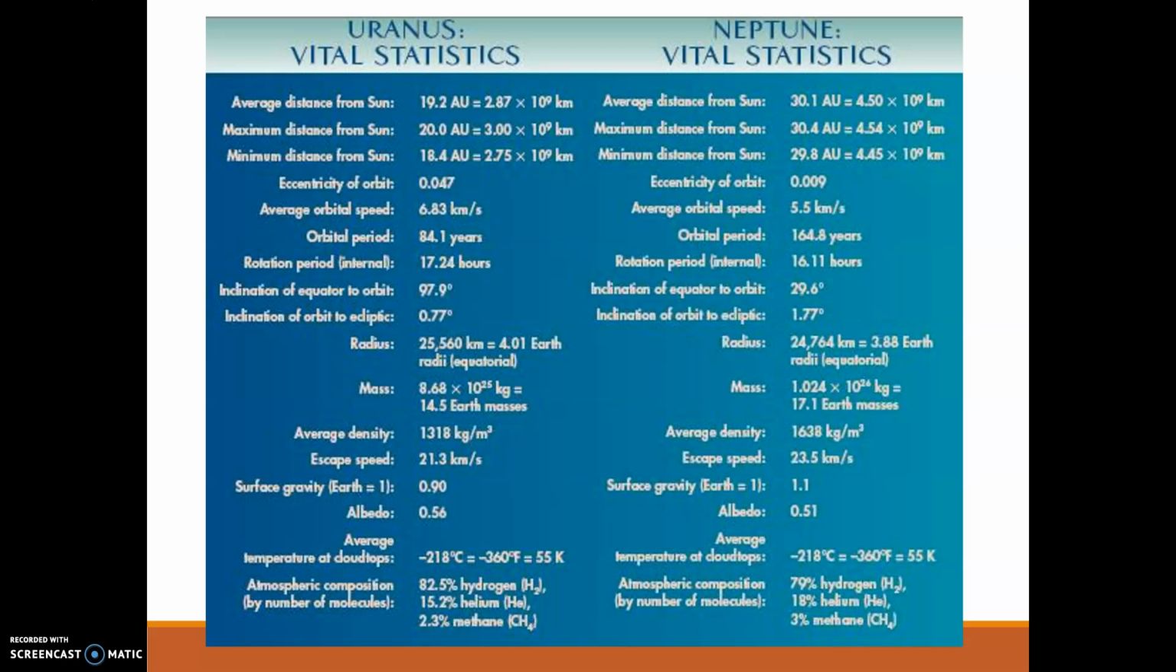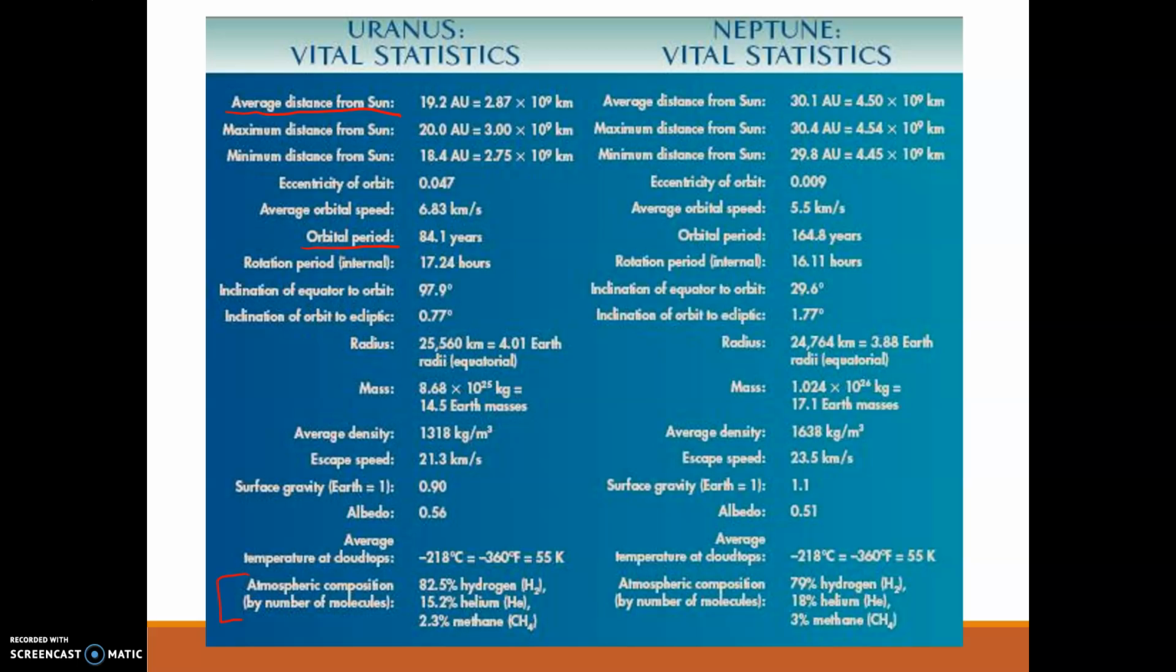So we're going to shift gears a little bit and do a comparison between Uranus and Neptune here. For Uranus, we're going to take a look at our average distance from the sun again, so 2.87 times 10 to the 9th kilometers. I also want to take a look at our orbital period, which is 81 years. And again, looking at our atmospheric composition, a lot of hydrogen, helium, and methane here.